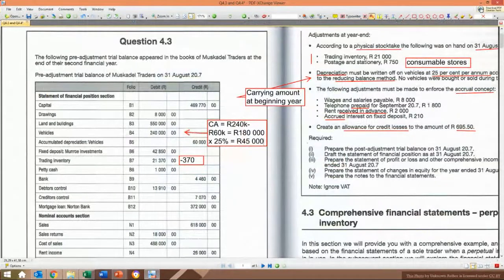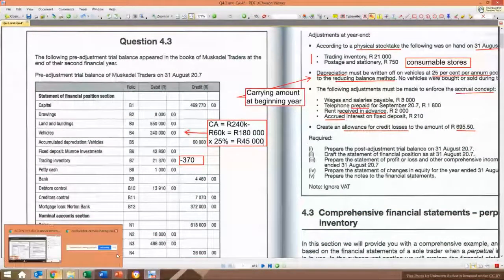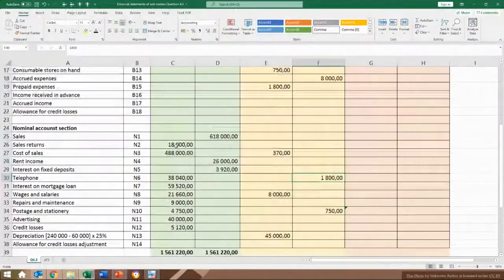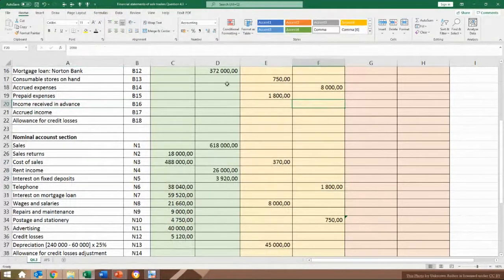And then the next thing is rent received in advance. So we've received rent for the next period, so we need to take it out of our income for this year, and then we have to put it in rent received in advance, which is a liability account. Okay, so income received in advance is a liability account, so we credit it with 2,000, and the rent income that we've received, which is a credit balance of 26,000, includes an amount of 2,000 which relates to the following period, so we reduce that amount with the 2,000 Rand.